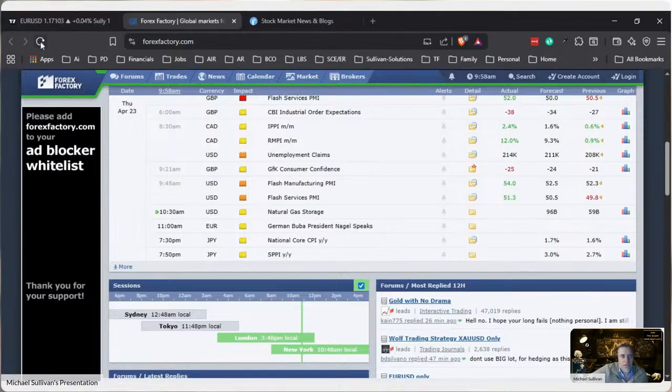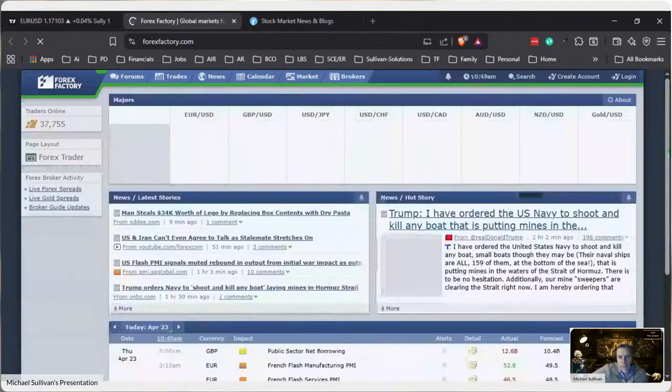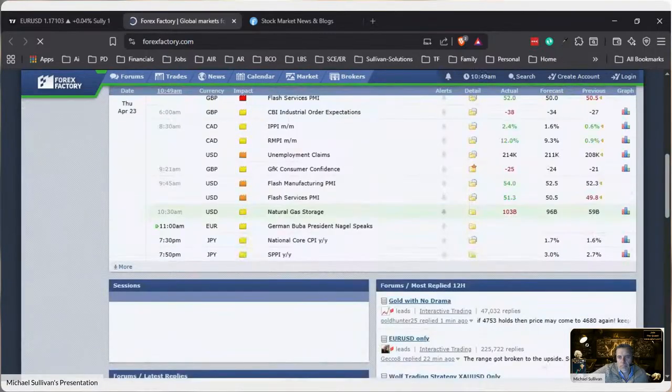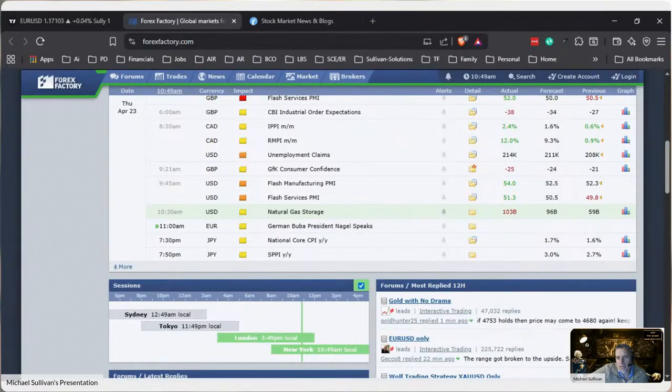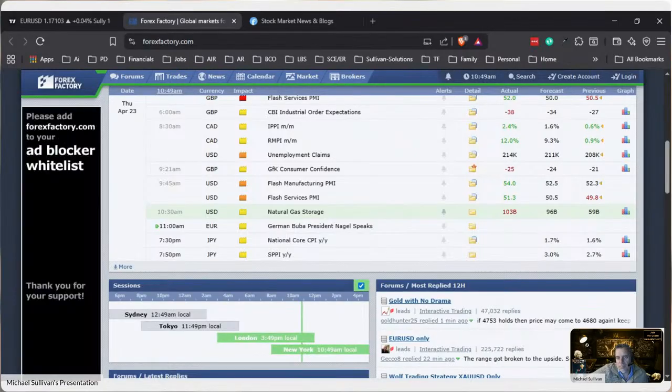Natural gas storage, that's coming out. Oh, that should have already come out. Let me refresh. Okay. So that's gone up. It's 103 billion, was under 96 billion. Yep. And obviously, as you can see, red, greater than forecast, is bad for the dollar. So that would often have an impact on Euro USD and cause Euro to go up, dollar to go down.